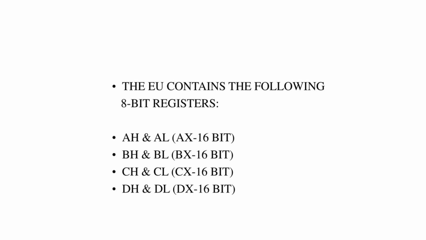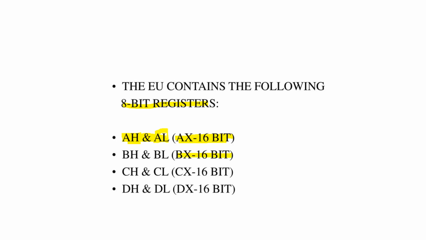And that execution unit contains the following 8-bit registers. Actually, the 8086 has 16-bit registers, but those 16-bit registers are split into two 8-bit registers. AX is a 16-bit register, which is split as AH, having 8 bits, and AL, having another 8 bits. Higher order AH, lower order AL.